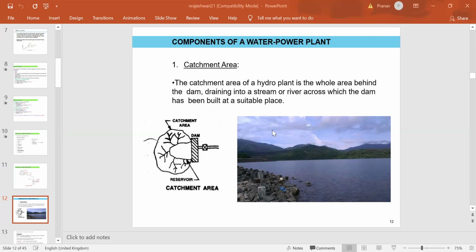So the catchment area of a hydro plant is the whole area behind the dam, and it drains into a stream or river across which the dam has been built at a suitable place on the river. So that is the catchment area.